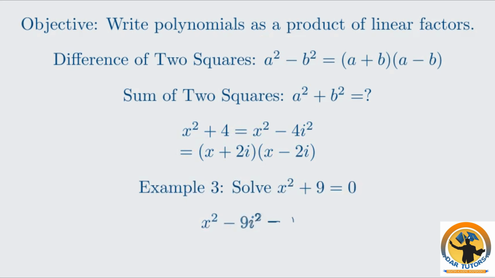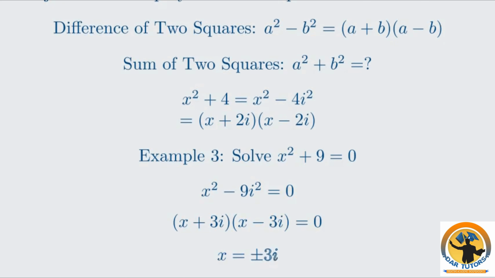Solve x squared plus 9 equals 0. We can rewrite this as x squared minus 9i squared equals 0. This factors into (x plus 3i) times (x minus 3i) equals 0. Setting each factor to 0 gives us the solutions x equals plus or minus 3i.